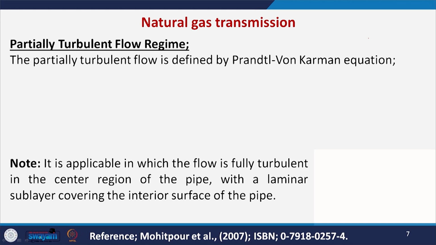Now, let us talk about the partially turbulent flow regime. The partially turbulent flow is defined by the Prandtl-von Karman equation, and this equation is square root of 1 upon f is equal to 4 log to the base 10 of Re times square root of f, minus 0.6. Here f is the friction factor, which is dimensionless, and Re is the Reynolds number. It is applicable where the flow is fully turbulent in the center region of the pipe with a laminar sublayer covering the interior surface of the pipe.